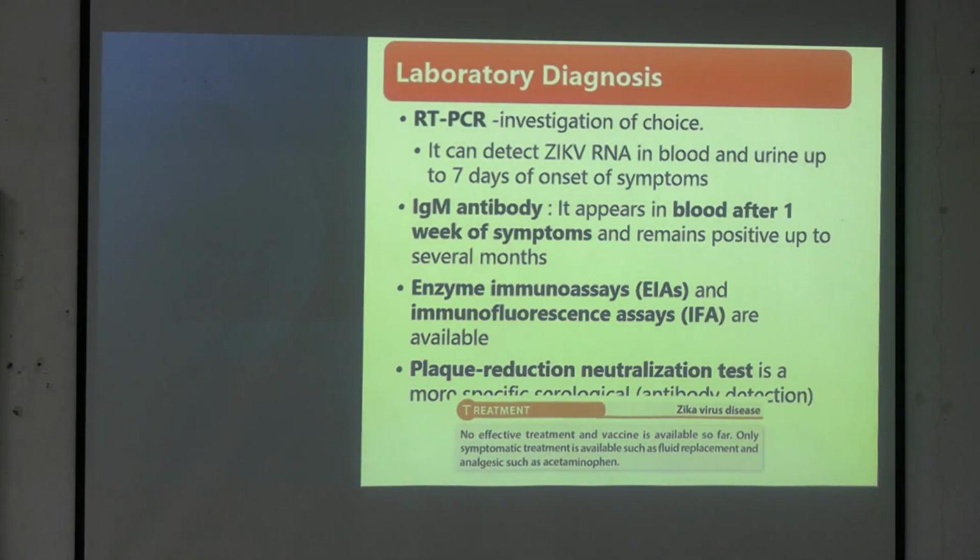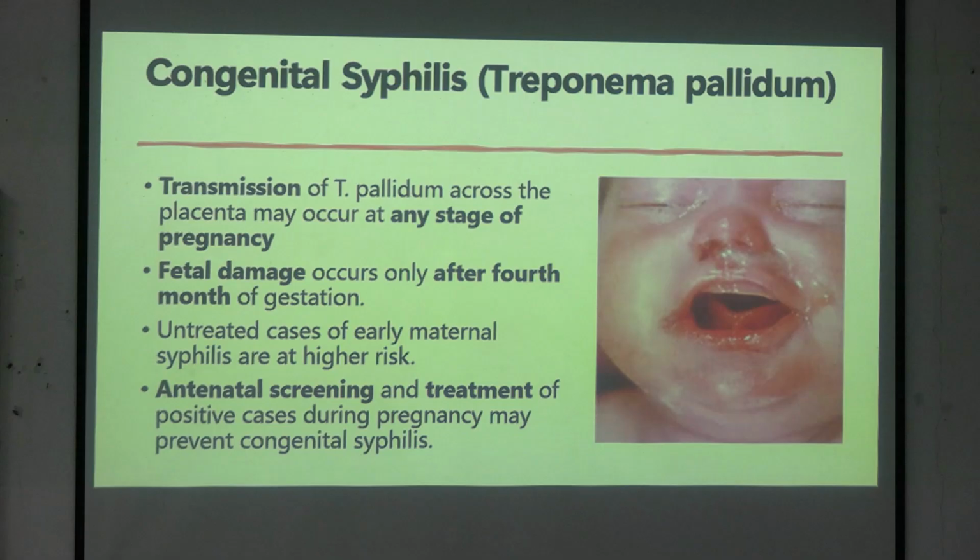Lab diagnosis, Zika virus PCR we have, and RT-PCR is the investigation of choice because it is an RNA virus. So, reverse transcriptase PCR. Besides that, you can do enzyme immunoassay detecting antibodies IgM, or you can do a plaque reduction neutralization testing.